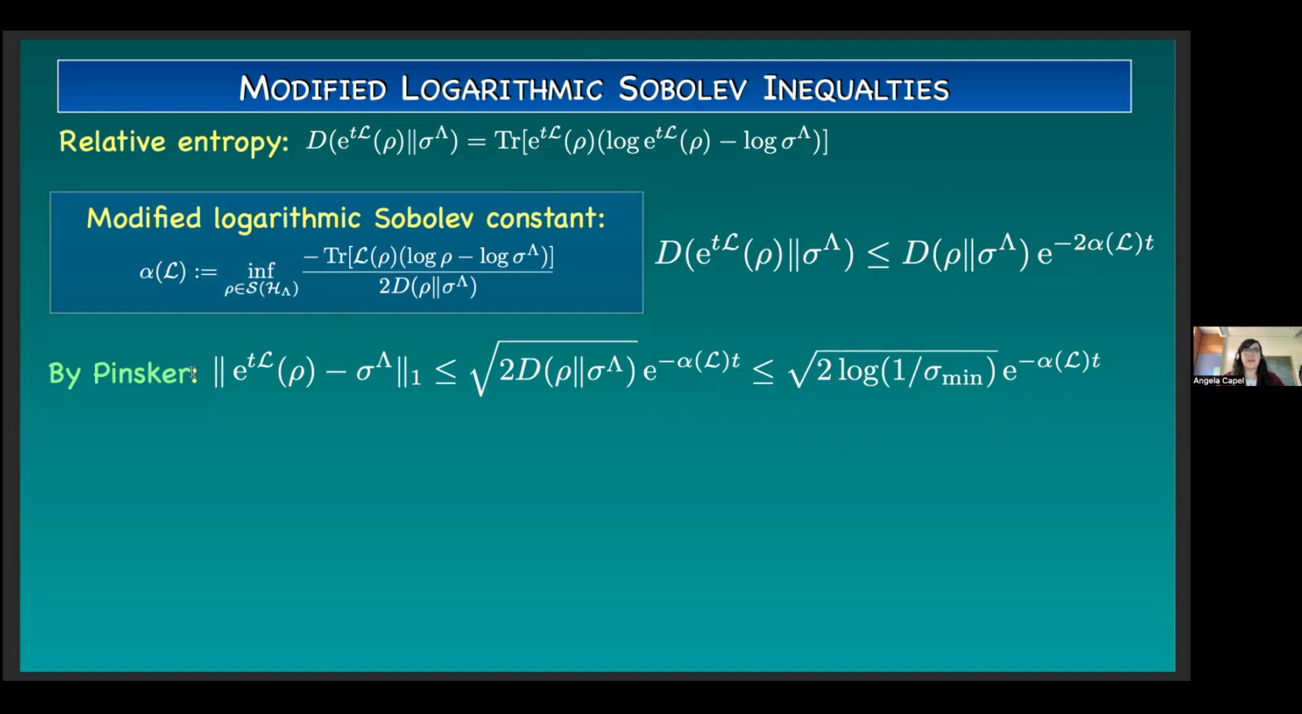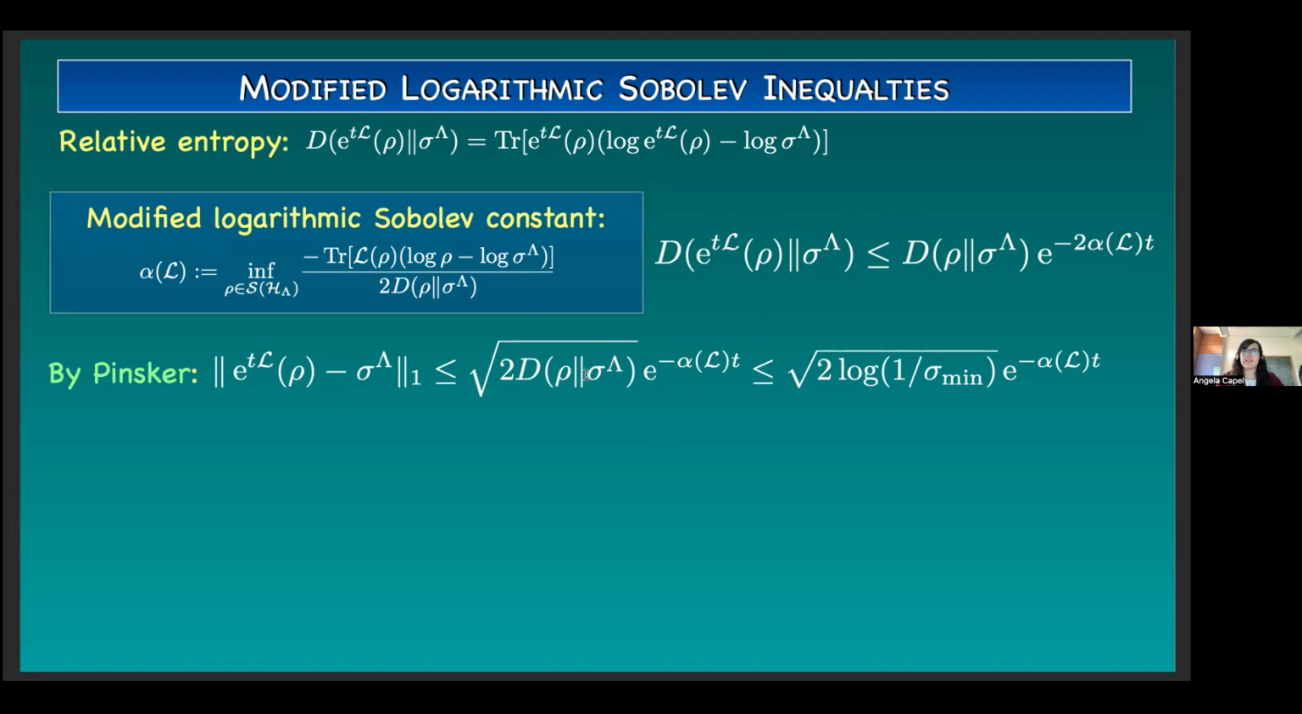And once we have this inequality, which is coming from the MLSI, if we apply Pinsker's inequality to it, we obtain the following inequality. So we know that we can upper bound the one norm of the difference between the evolved state and the fixed point by the square root of twice the relative entropy between the evolved state and the fixed point. And then by further applying this inequality here, we obtain this quantity. So we can upper bound this by the square root of twice the relative entropy of the initial state and the fixed point, and the exponential decay with the MLSI and time.